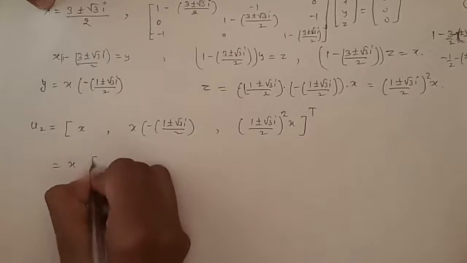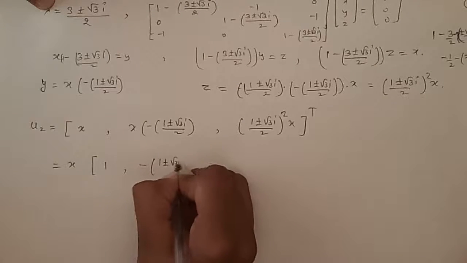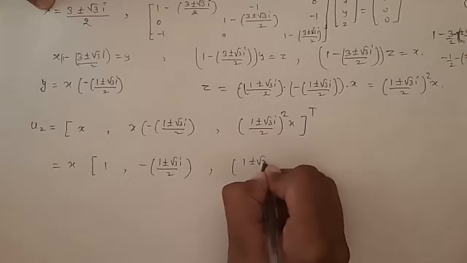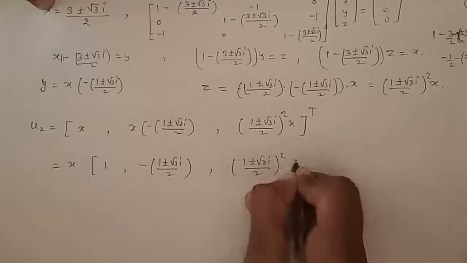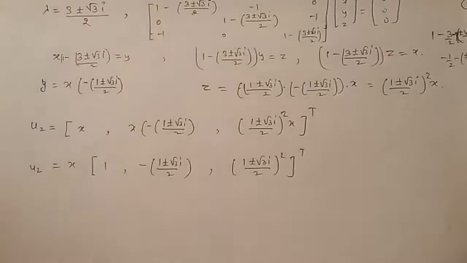On taking x outside we will get 1, minus of 1 plus and minus root 3i by 2, 1 plus and minus root 3i divided by 2's whole square transpose. So these are the three vectors for the given linear transformation.